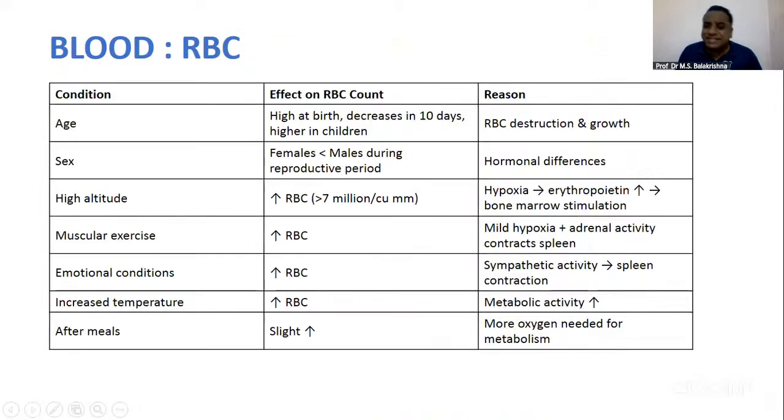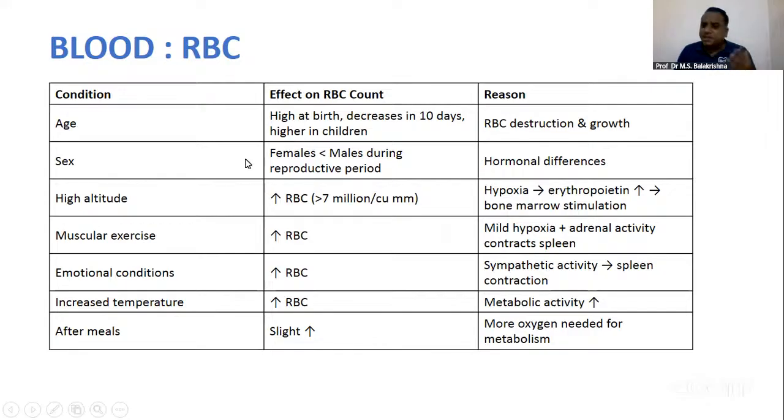So RBCs again, as per different conditions, increase and decrease. As per the age, it is high at birth and it decreases within 10 days after birth. And again, in children, it is at a higher level. When it comes to the adult level, again it comes down. The reason is that destruction of RBCs takes place.